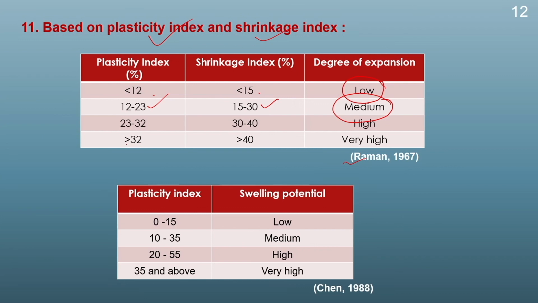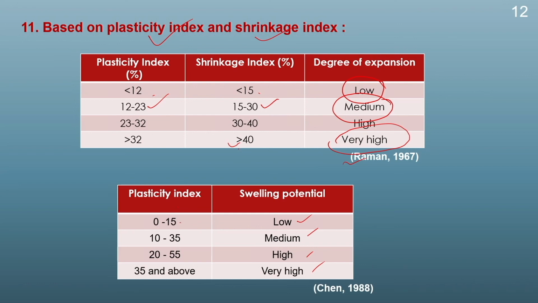If the plasticity index is greater than 32% and the shrinkage index is greater than 40%, the soil can be termed very high expansive soil. Chen only uses the plasticity index, and based on this plasticity index, he classified the soil as low, medium, high and very high.